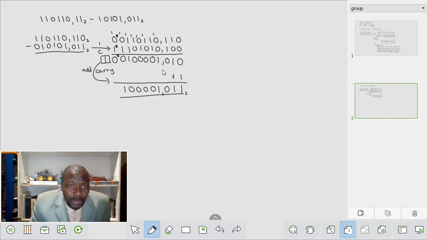You don't have to do that. Now what I'll do is, if this works, it must also work when you do the small number minus big number.